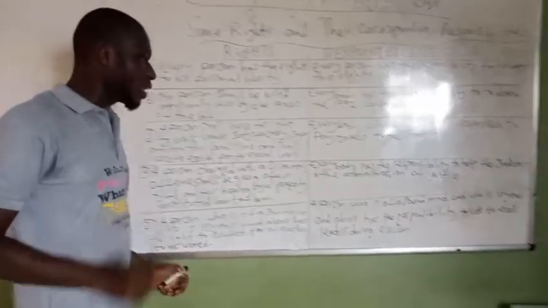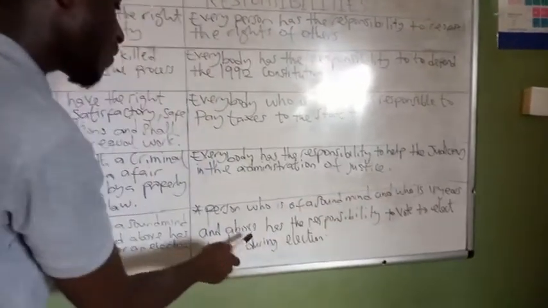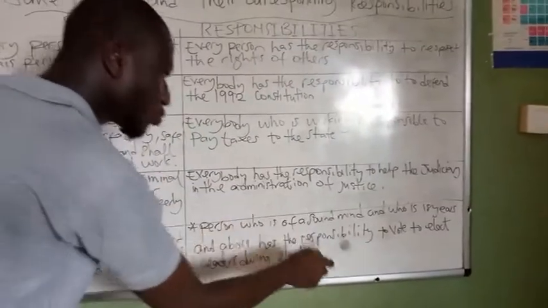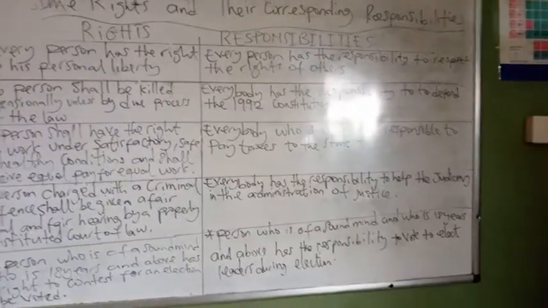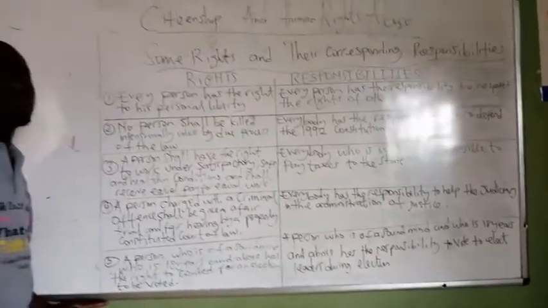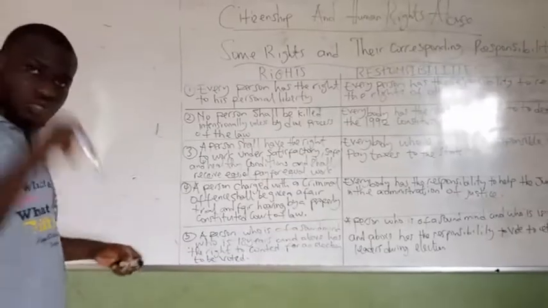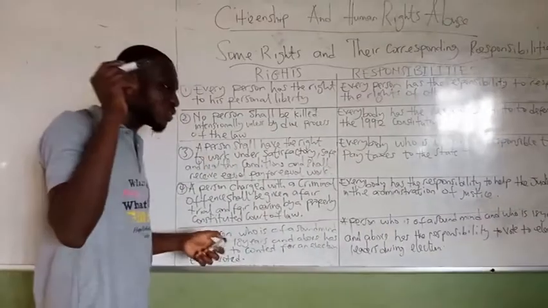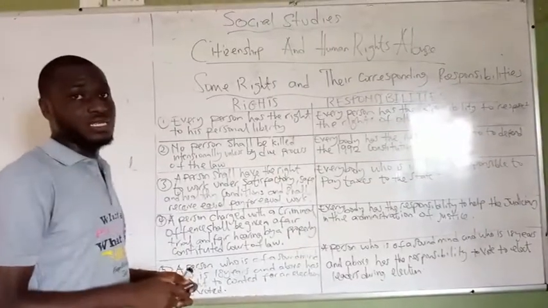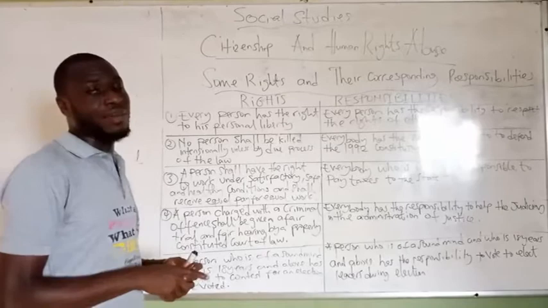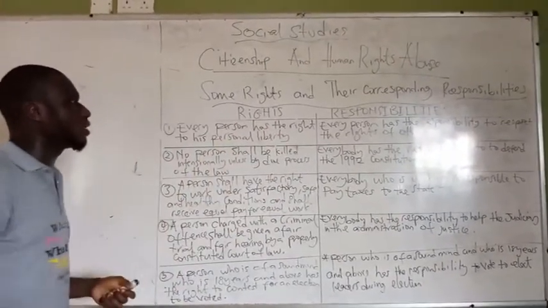In the same vein, a person who is of a sound mind, who is 18 years and above, has the responsibility to vote, to elect leaders during election. So just as you have the right to stand for a position, for the criteria, the same way, you also have a duty, an obligation, or the responsibility to make sure that you vote during election. That's if you are 18 years and above. So these are some rights and their corresponding responsibilities.